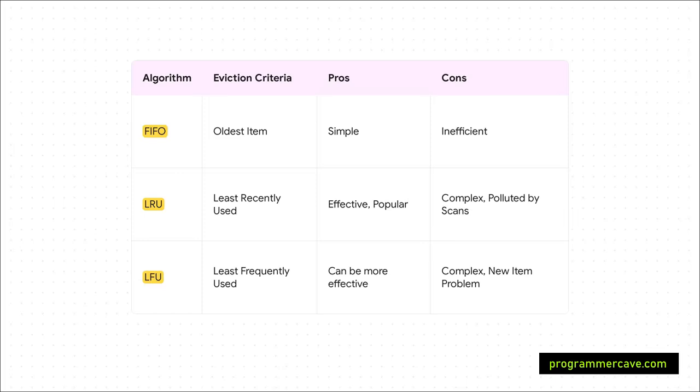And finally, LFU, which evicts the least frequently used item. Pro, can be more effective than LRU in some cases. Con, it's complex and it has those tricky new item and historical data problems. This table right here is basically your cheat sheet.